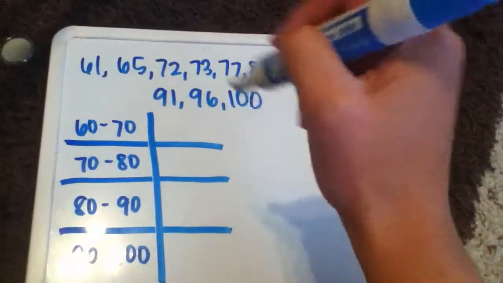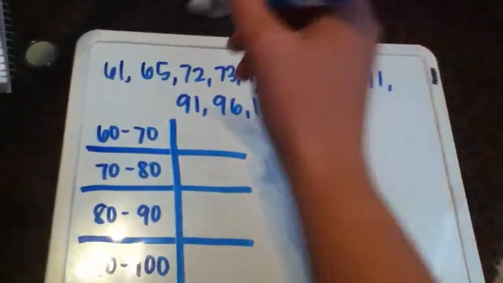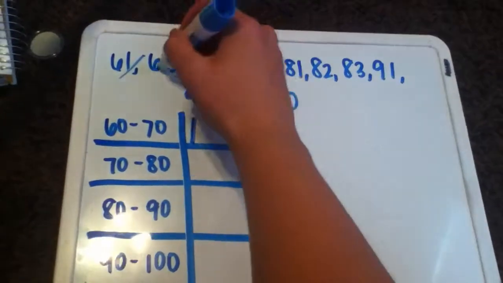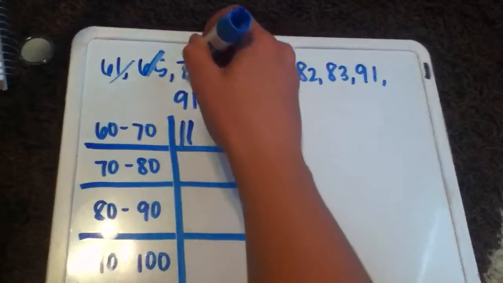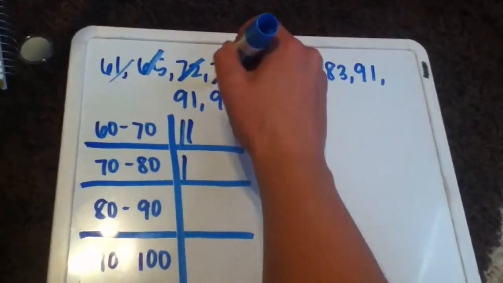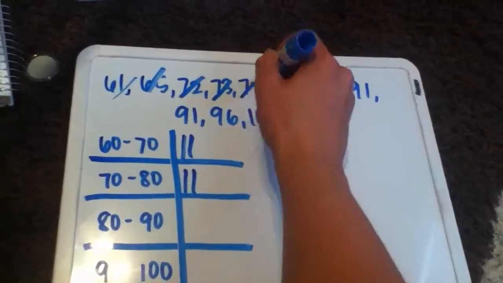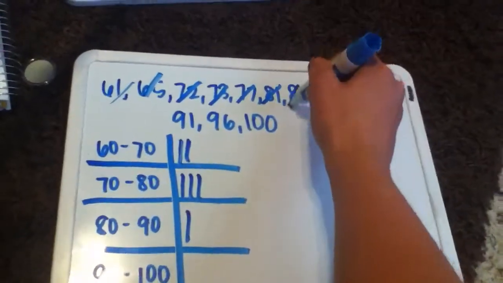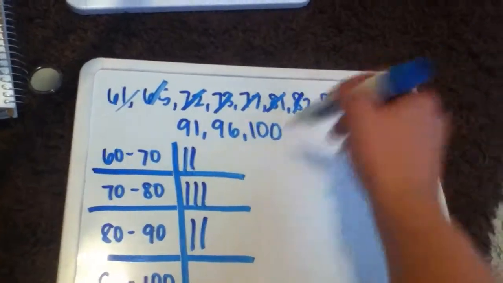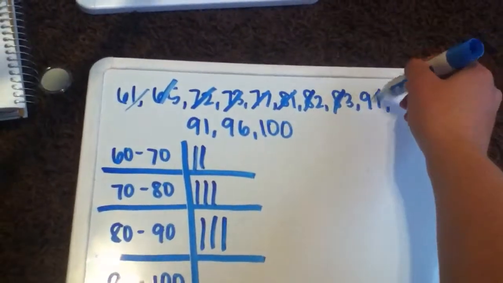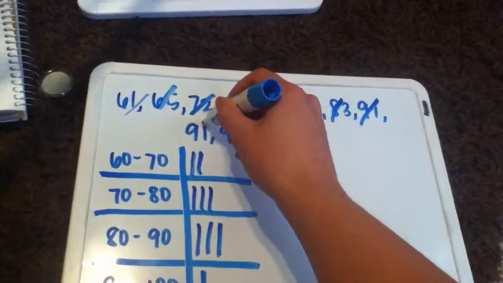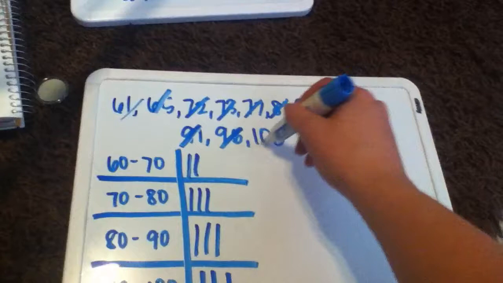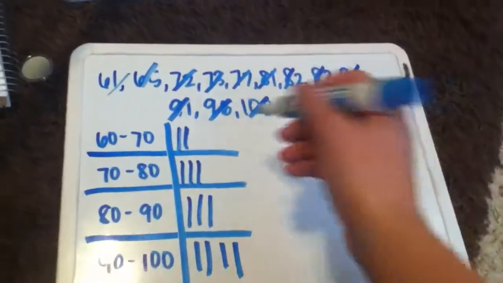So for each number that's in this category, I'm just going to make a tally mark. So 61, tally. 65, tally. 72, tally. 73, 77, 81, 82, 83, 91, 91, 96, and 100.